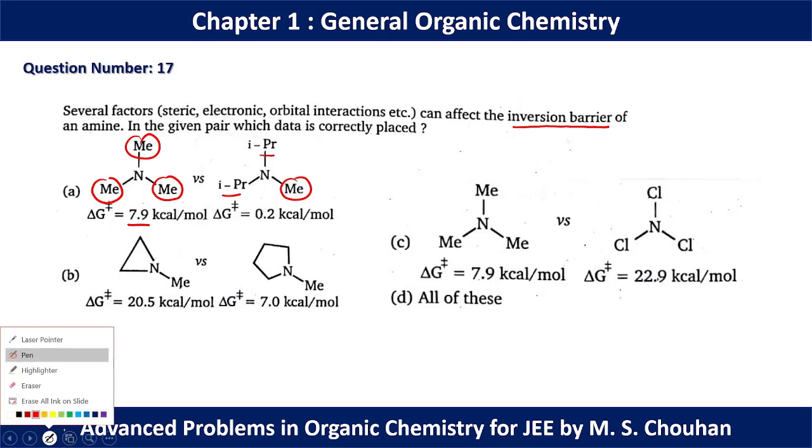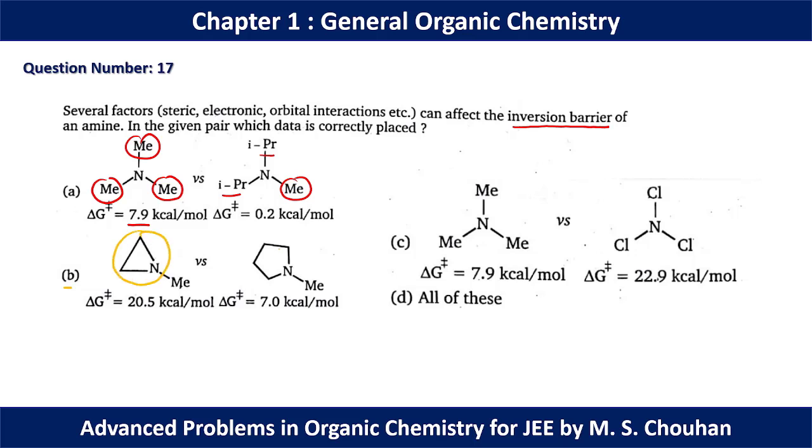In the second option we have 2 rings. As we know, if the ring size is smaller, inversion or flipping of the ring is quite difficult. Here we have a 3-member ring and here we have a 5-member ring, and in the 5-member ring flipping of the ring becomes easier, and that's why delta G dagger is less. Here we have a 3-membered ring, flipping of the ring is difficult, that's why the delta G dagger value is higher.